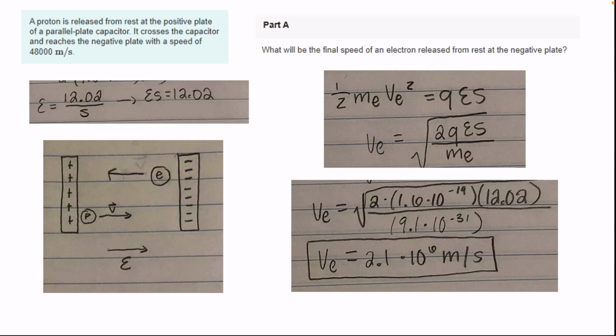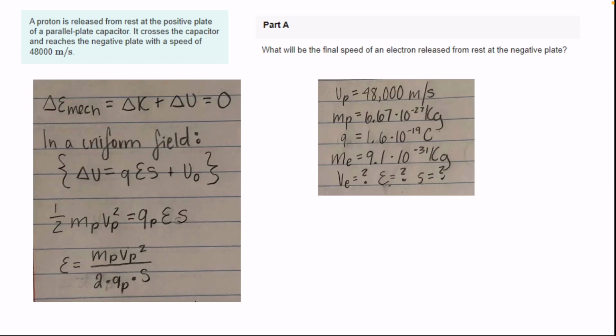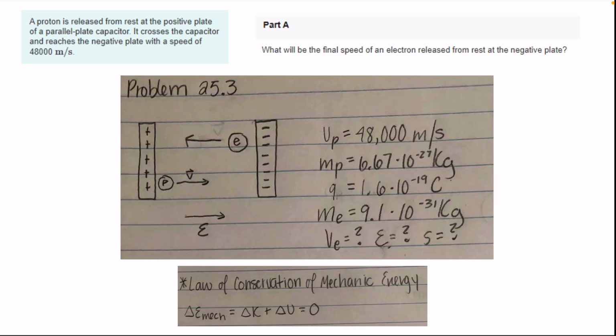So this problem can be a little bit tricky to figure out how to connect the equations, to figure out how to solve for ES as a whole in the proton equation and apply that to the electron equation. But once you do that, I think it's pretty simple. Also, just always remembering the general concepts. The law of conservation of mechanical energy is going to be really helpful for this. But yeah, overall, not too bad.